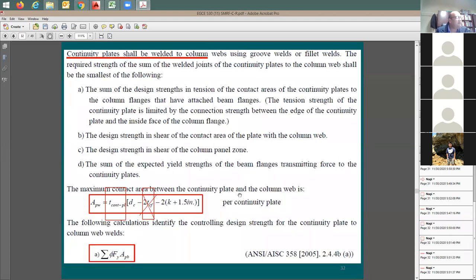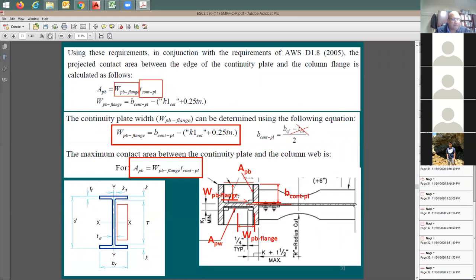Okay, all right. So let's see how this is gonna happen. For the strength of this plate, I'm gonna have four equations. One equation is gonna be based on the tension and strength of the plate. The other equation is gonna be about the shear strength of the plate.